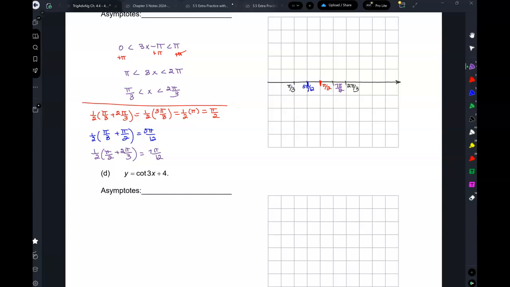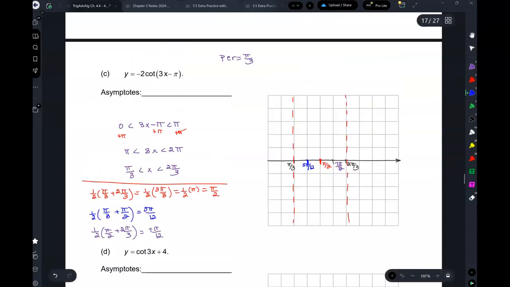Right? 7 pi over 12. And that's really, I think, the more complicated part. And then we just put the asymptote. Asymptote. All right, let's see. Center goes in the middle. Now it's -2. So to the right, instead of going down, I'm going to go up 2 and then down 2 this way. Cool?